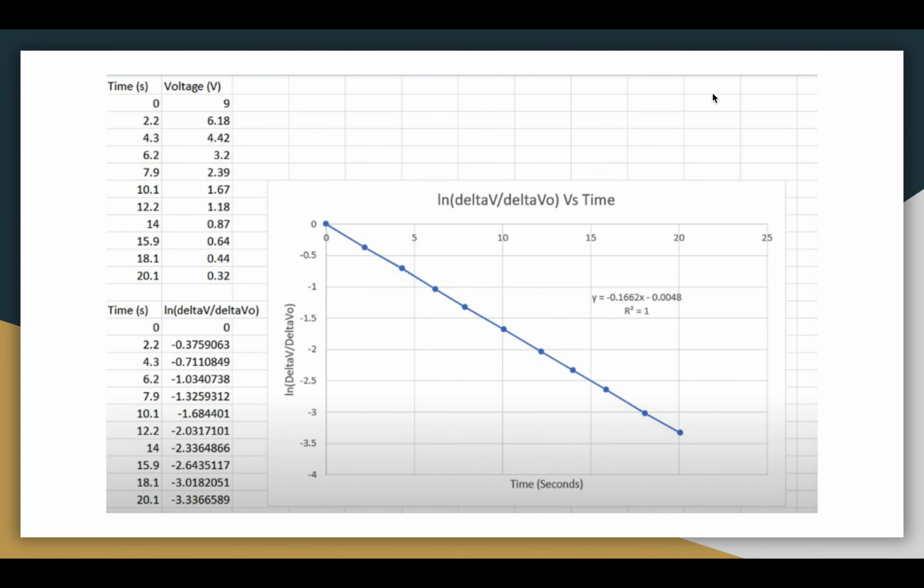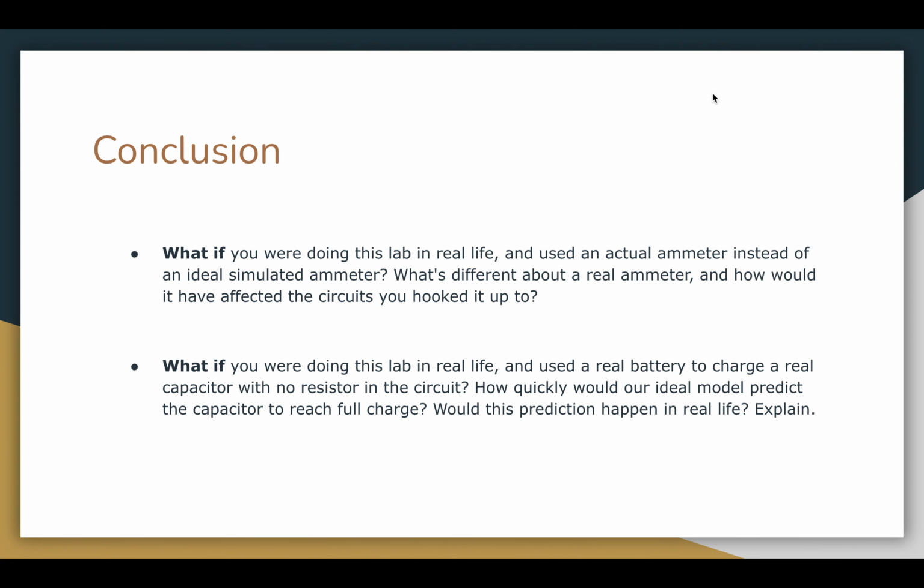I plotted time versus natural log of delta V over delta V initial, which would be 9, and we get this linear negative slope plot, with a slope of negative 1 over RC, and for my plot the slope was negative 0.1662. And then after doing some algebra, we get our RC value to be 6.0168 seconds, which is very close to our expected value for RC, which was 30 ohms times 0.2 farads, equal to 6 seconds.